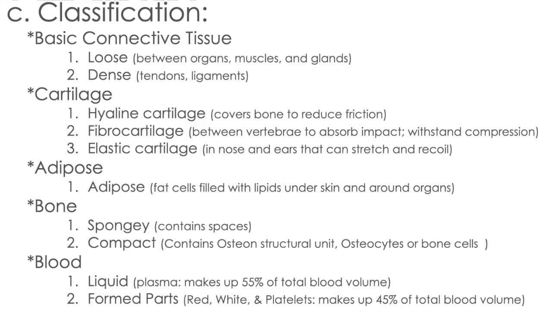Now, there are two basic types of connective tissue. There's loose connective tissue, which basically separates the organs and the muscles and glands. It may be between those structures, but we're primarily going to focus on the dense connective tissue here, and that's going to be the tendons and ligaments.